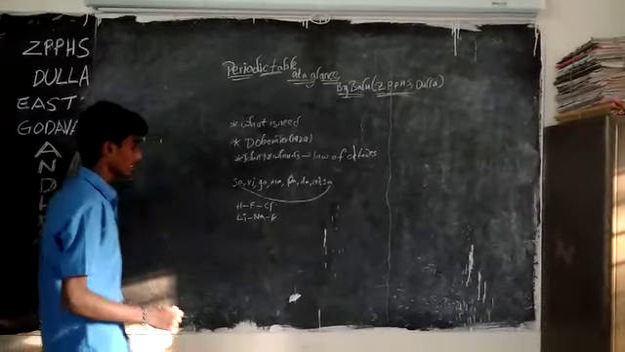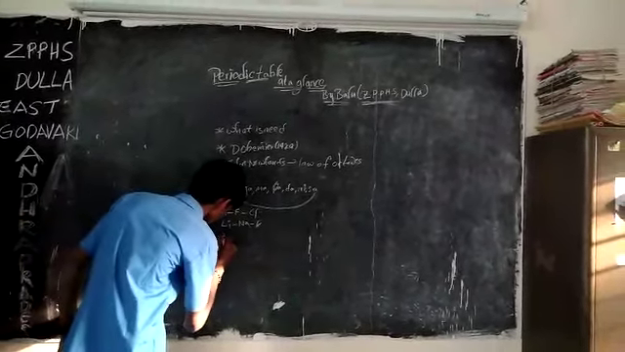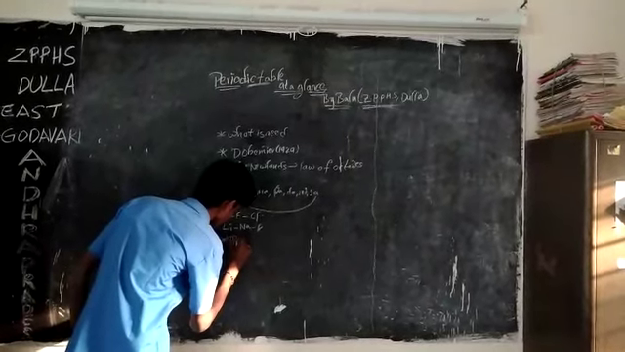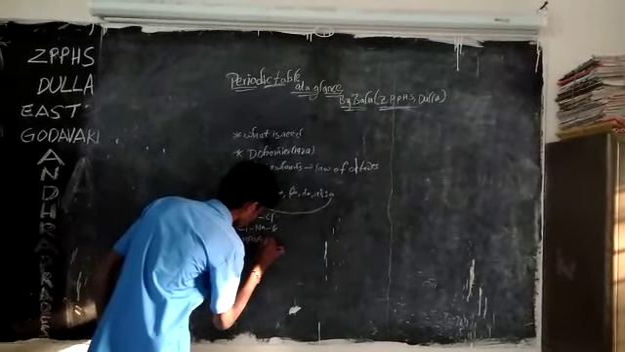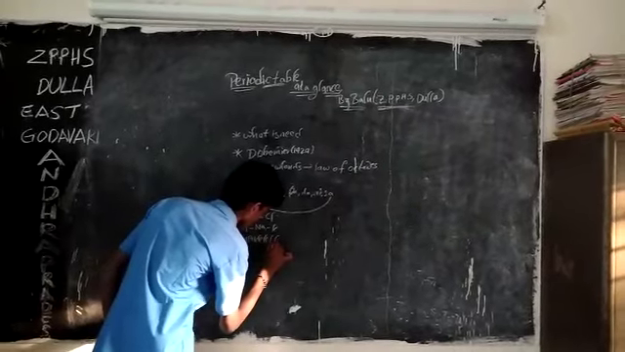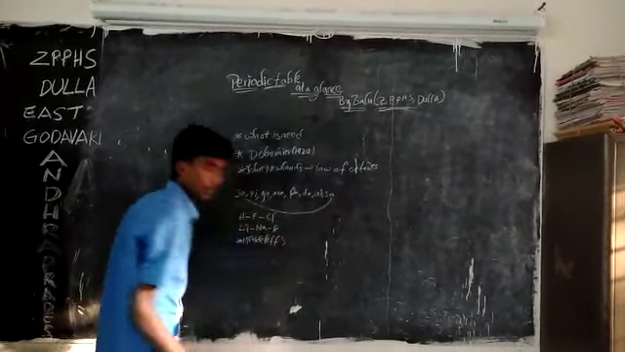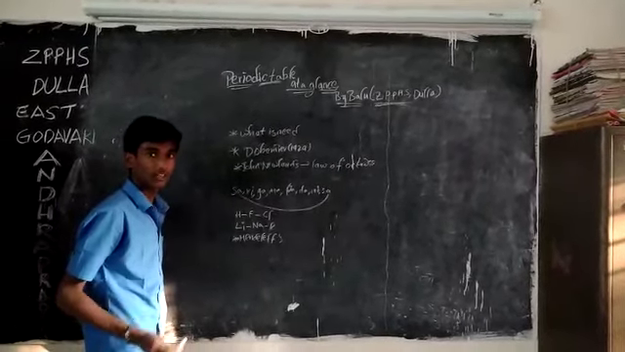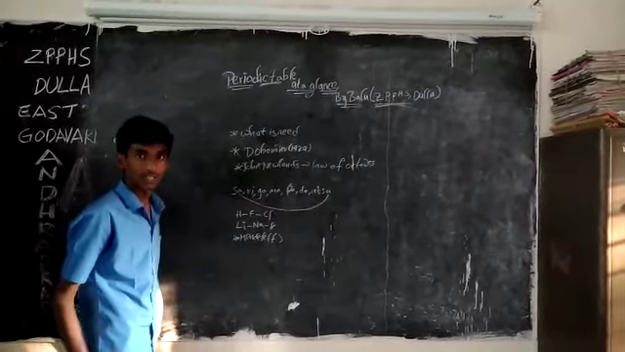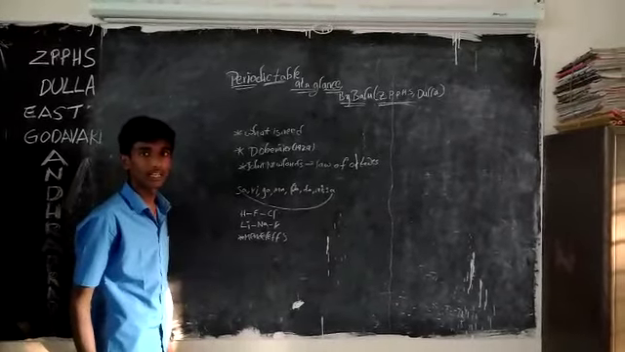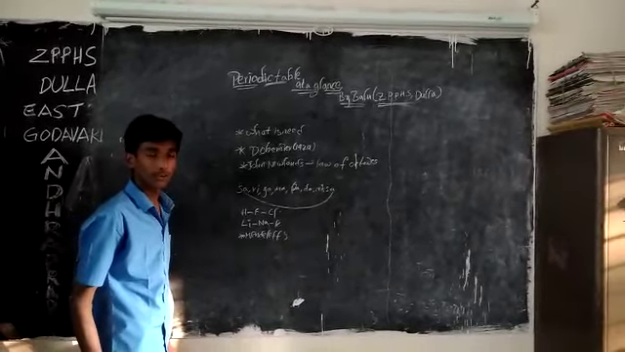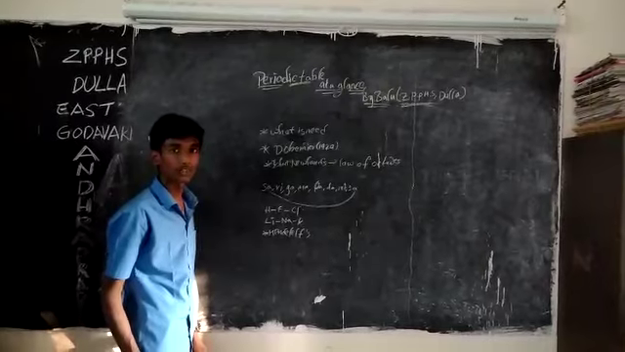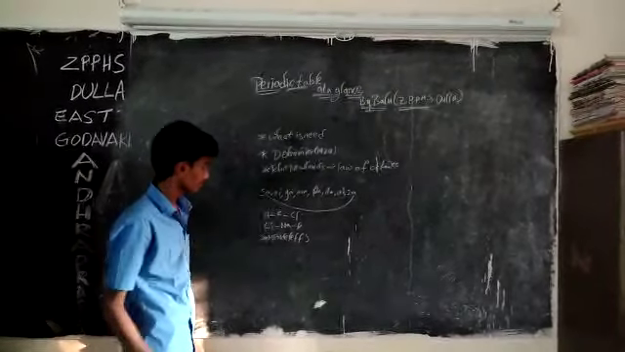The third observation is Mendeleev's observation. He proposed a theory called the periodic law. Firstly, the periodic law was discovered by Mendeleev. The physical and chemical properties of the elements are periodic functions of their atomic weights.